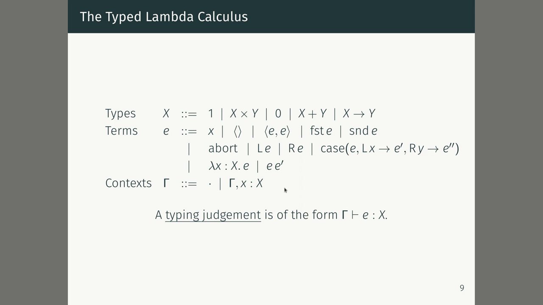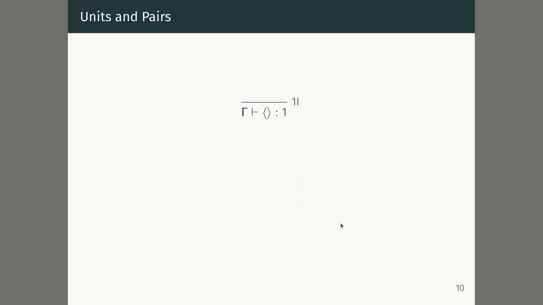And just like we saw in the first lecture, we're going to have a context of variables. And now we're going to introduce a judgment form that says a term e has the type X under the context gamma. And the way we're going to specify this typing judgment is by giving a set of typing rules. So the way we form a unit is very easy. If you have a literal unit expression, it has the type unit.